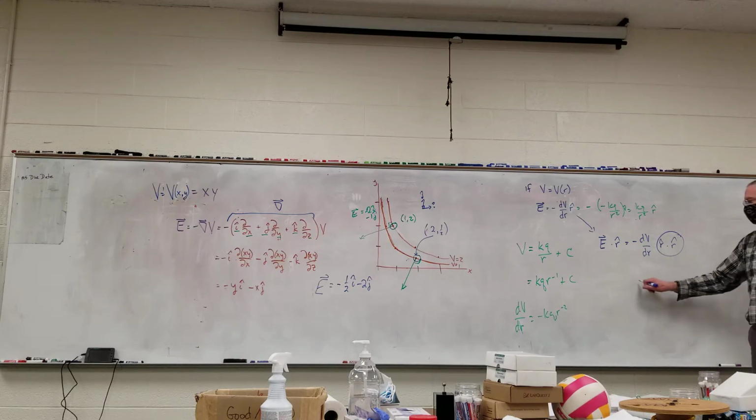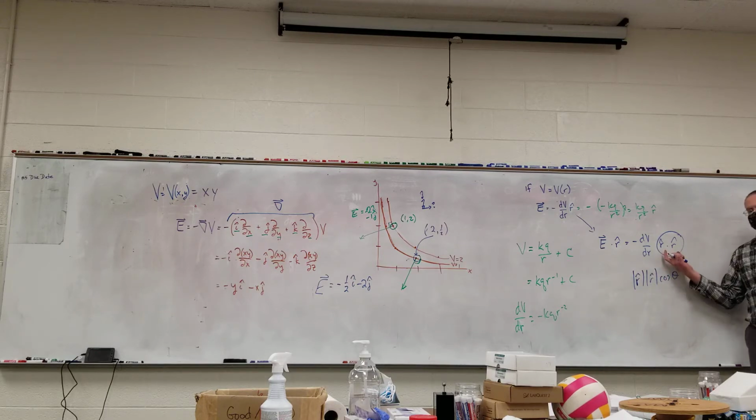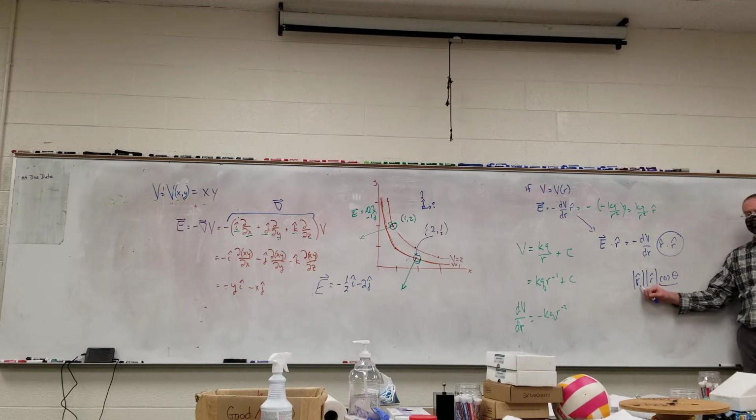Dot product. Remember, it's the magnitude of the first vector times the magnitude of the second vector times the cosine of the angle between them. What is the angle between any vector and itself? 0. And therefore the cosine is 1. And the magnitude of the unit vector? 1. Yeah, that's why it's called a unit vector. So that's 1 times 1 times 1.